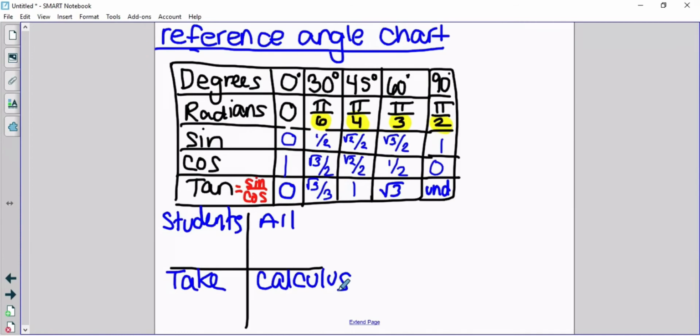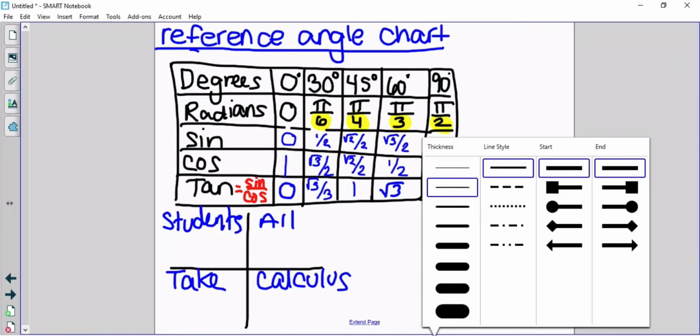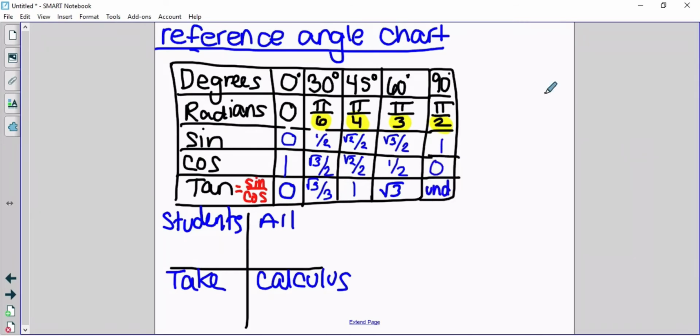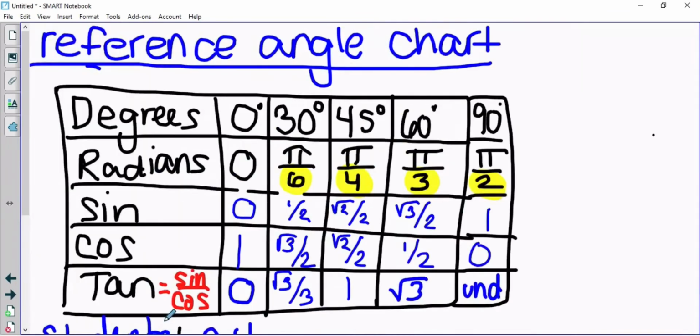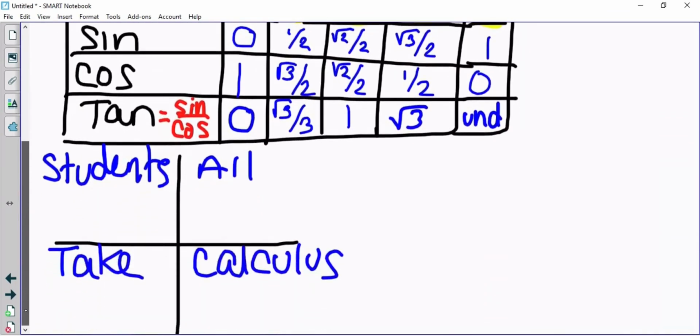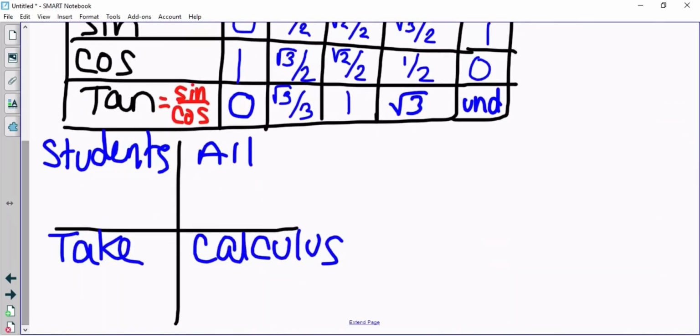And then into each quadrant, I want you to take a moment here and write sine, cosine, tangent in each quadrant. Let me make this a little bigger for you. Okay, so sine, cosine, tan. Take a minute and put that in every quadrant.